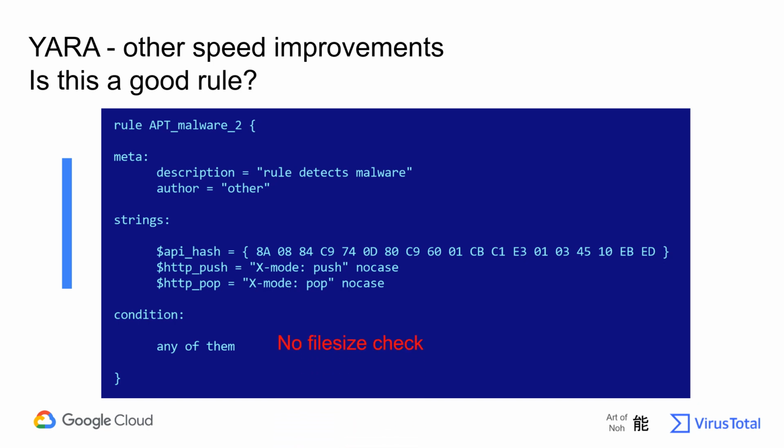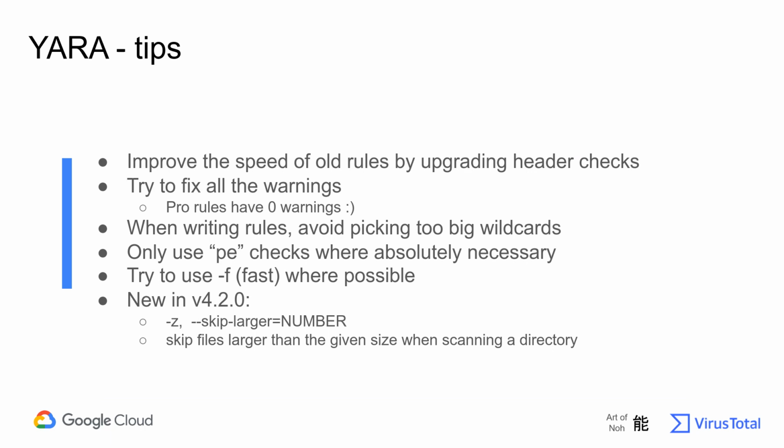So what I do in a lot of cases is to go through my older rules, see which ones don't have a file size check, and add a file size check. Of course, there are cases when the file size check might not be very productive, so there are exceptions as well. But nevertheless, I think it really makes sense.